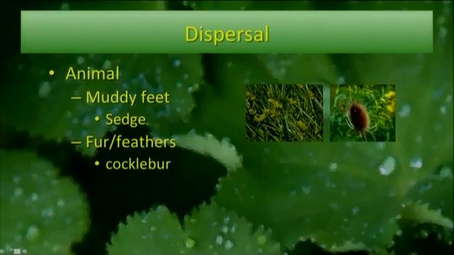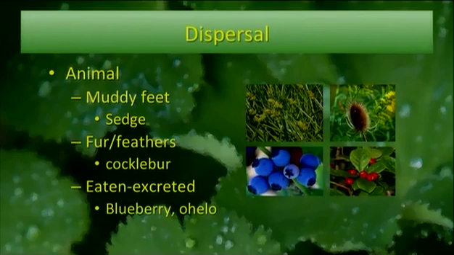You see all these little curved things here. They're like Velcro. They make the cocklebur stick onto your pants leg, or onto the fur of a dog, or onto the feathers of a bird. The third means by which animals can move fruits or seeds is that they can eat them and then excrete them with a little drop of fertilizer. Some examples of fruits that are eaten and excreted include the blueberry. Look at these beautiful colored fruits here, and also the ohelo, which is native to Hawaii.